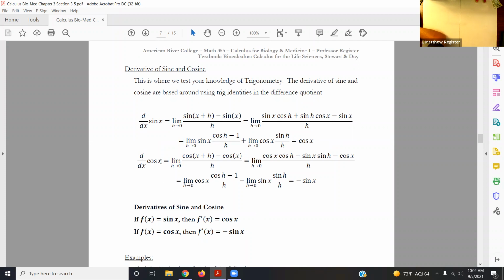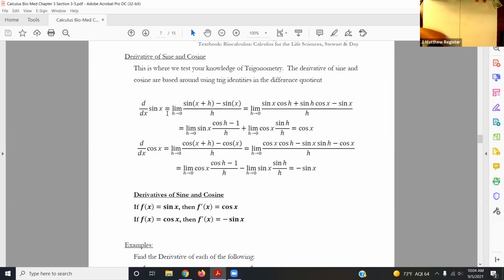Similarly, the derivative of cosine of x is actually negative sine of x. And so sine goes to cosine, cosine goes to negative sine. They just kind of go back and forth between one another. If you take the derivative 4 times, you're back to your starting function.